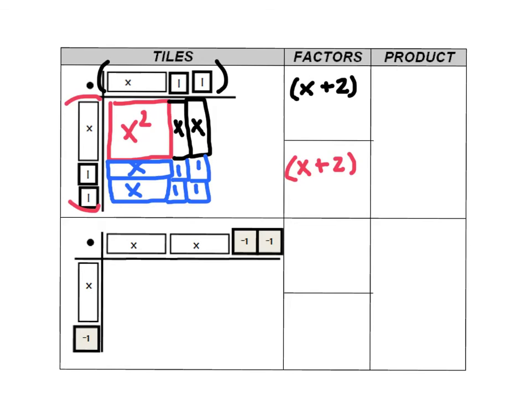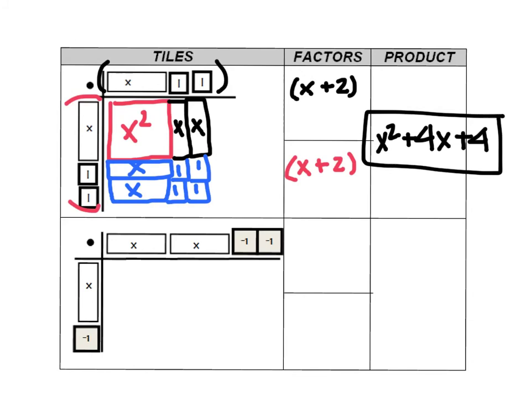Notice by drawing this picture, we actually can already see what our answer is, right? I see that my answer is going to be x squared, because I only got one of them, right? 1x squared. How many x's do I see? 1, 2, 3, 4. So plus 4x. And then how many ones do I have? 1, 2, 3, 4. Plus 4. So that would be the answer using algebra tiles.